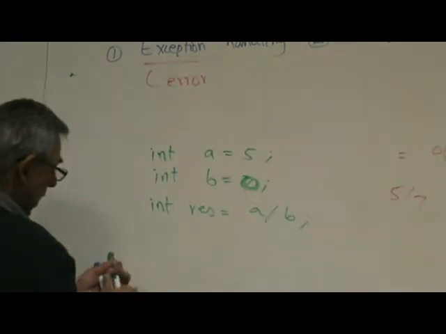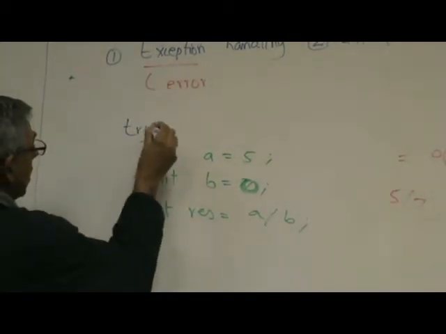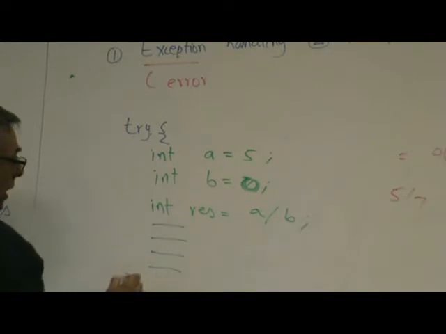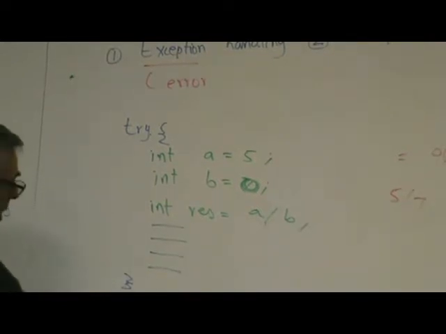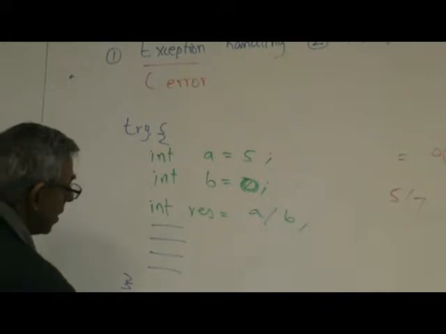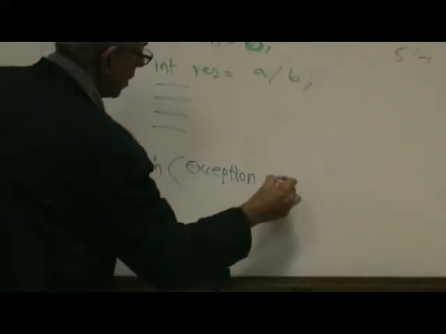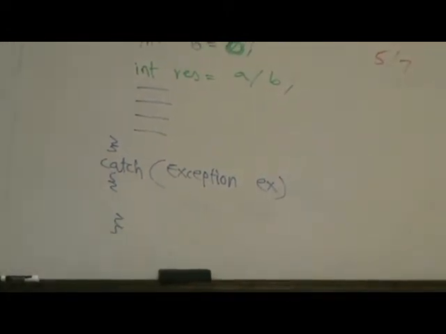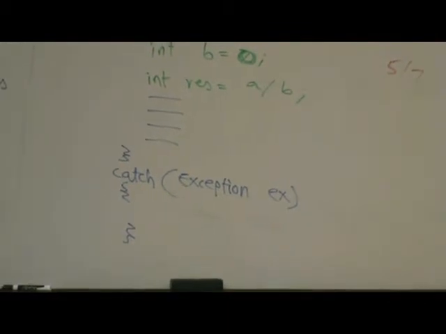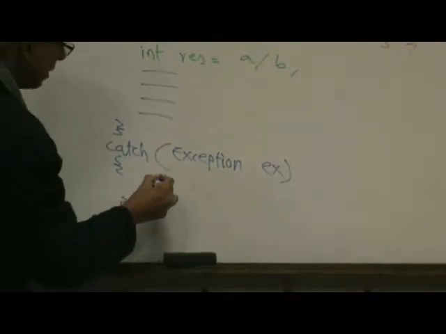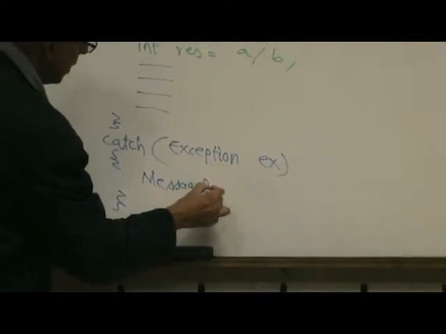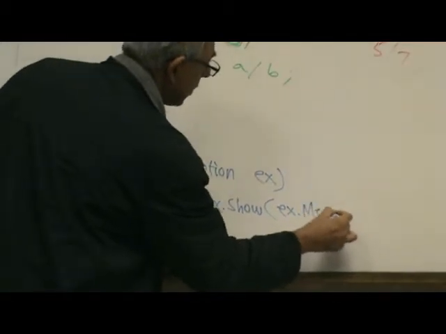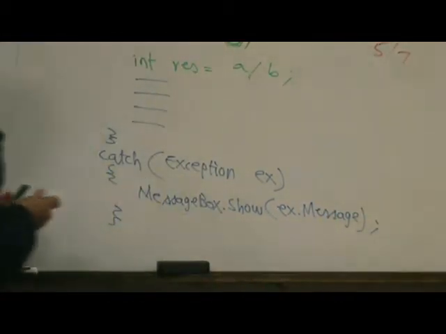Exception handling has basically a try block. So whatever code you are writing, you enclose it in a try block. Then you put a catch over here. It's up to you whether you want to terminate the program or display an error message and keep continuing. So now you can say, for example, messagebox.show ex.message.